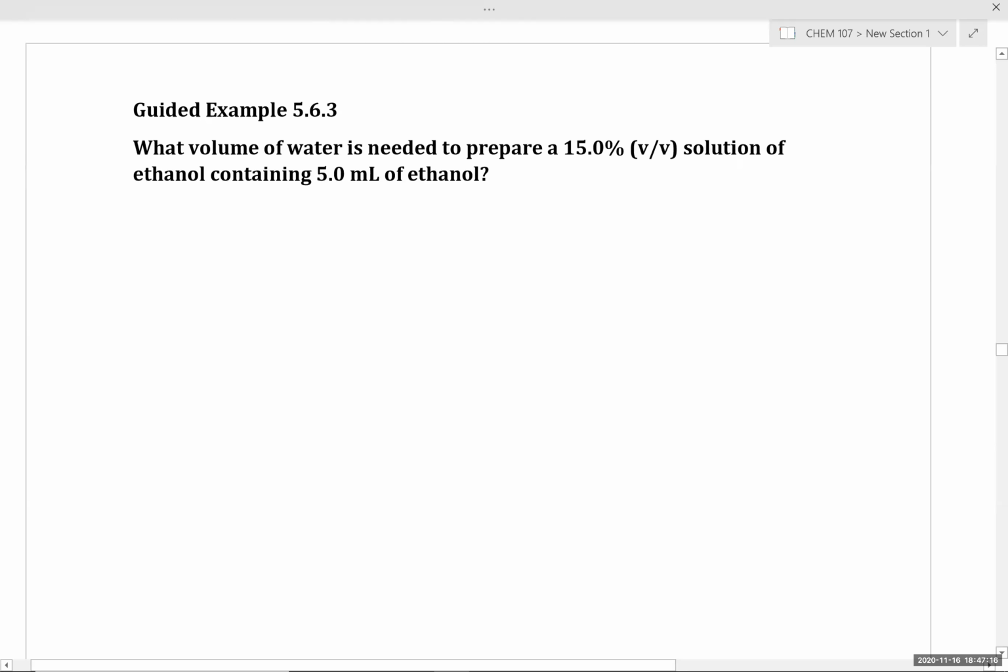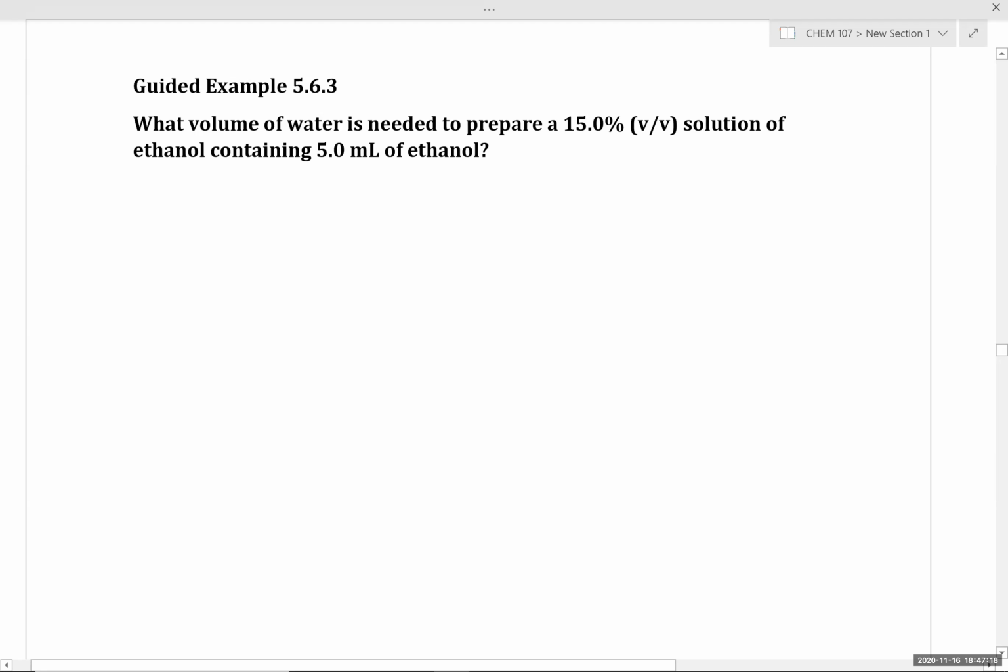So let's look at another version of a volume percent question. I'll showcase the first example and you'll work on a related example. In this case, we're asked what volume of water is needed to prepare a 15% volume over volume solution of ethanol containing 5 milliliters of ethanol. Okay, so let's write out what we know.